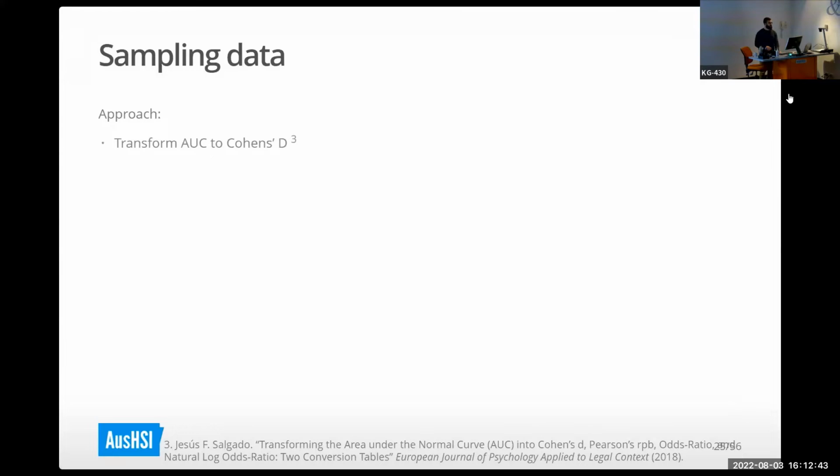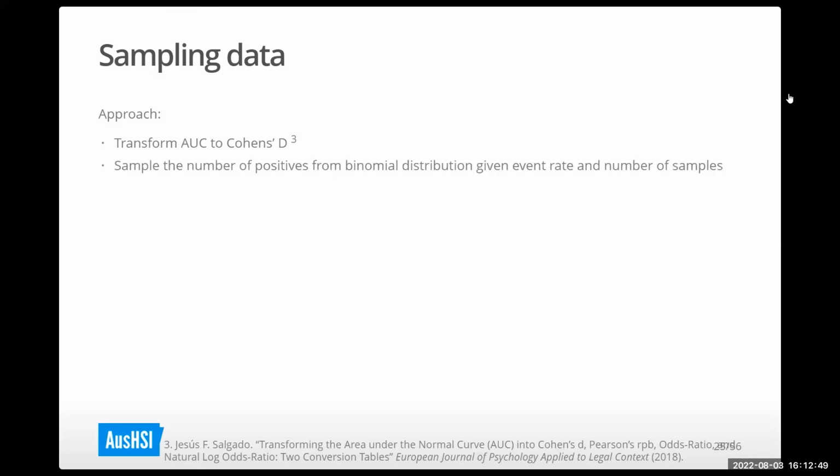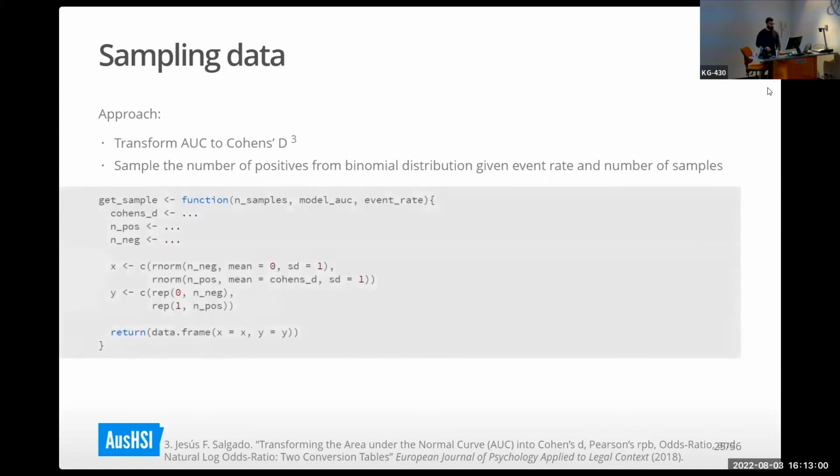So my approach was instead to transform the area under the curve into a cutpoints D, and there's a reference down the bottom that has a formula for that. Then we sample the number of positives from a binomial distribution, given the event rate. And once we've got those in this first part of the function, I can just sample the single predictor for the negative events from a normal distribution with a mean of 0 and SD of 1. And for the positive events, I sample from a normal distribution with a mean of cutpoints D and a standard deviation of 1.